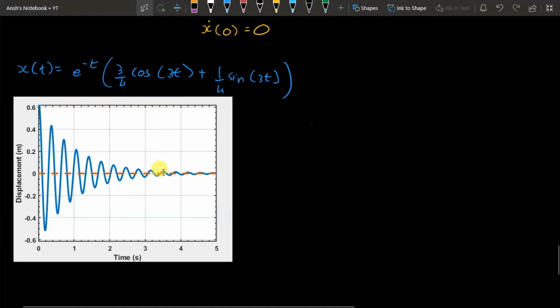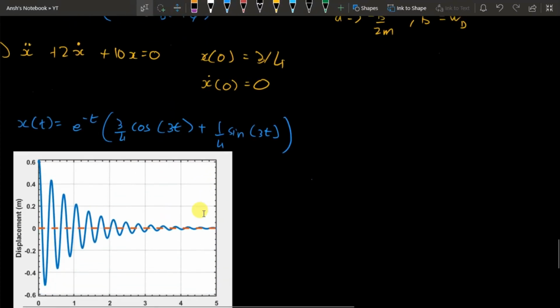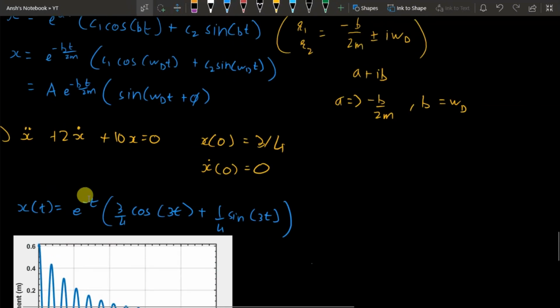So we have now dealt with all three cases of the damped harmonic oscillator as well as the undamped harmonic oscillator, and we have seen how to use differential equations and how to solve these differential equations to determine how these oscillators will behave under different conditions. So that's all I'll cover in this video.